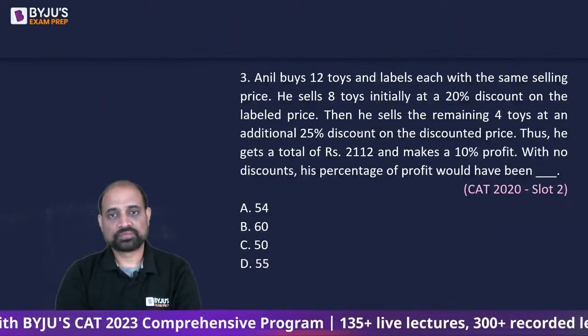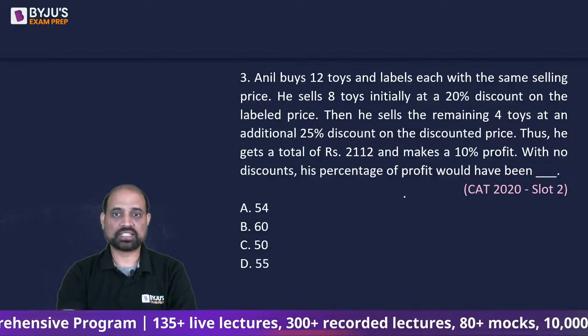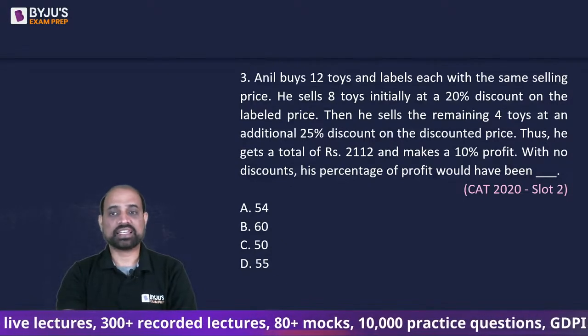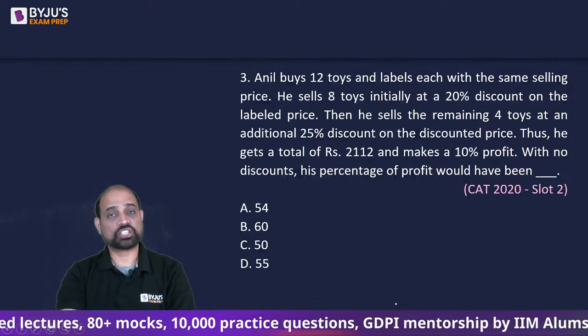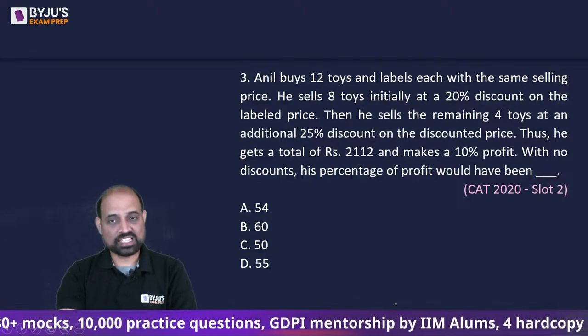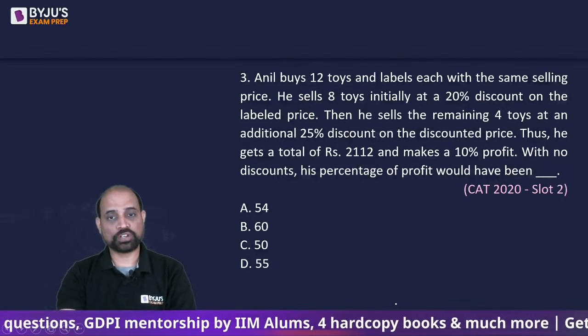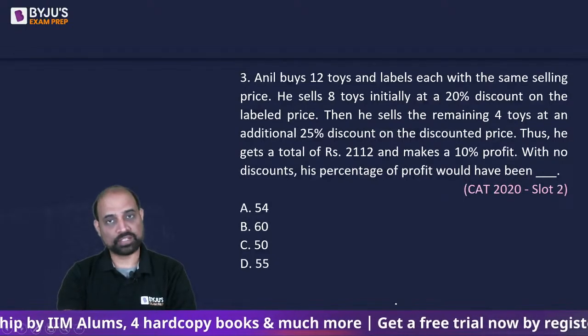Next question. Anil buys 12 toys and labels each with the same selling price. He sells 8 toys initially at a 20% discount on the labeled price. Then he sells the remaining 4 toys at an additional 25% on the discounted price. Thus, he gets a total of rupees 2112 and makes a 10% profit. With no discounts, his percentage of profit would have been.